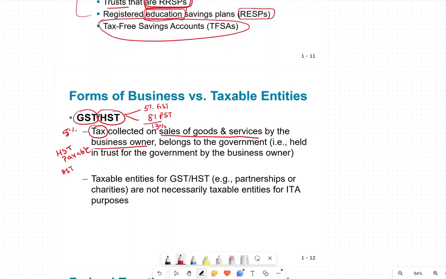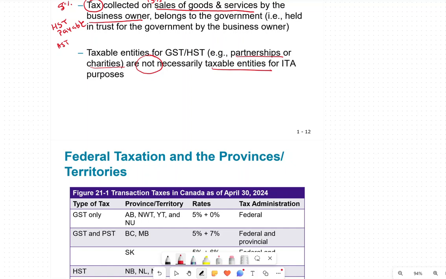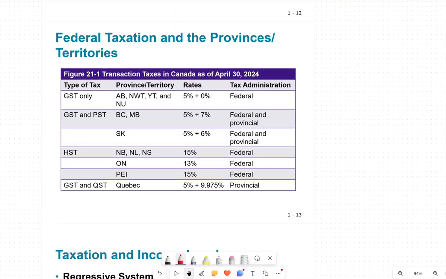So, taxable entity for GST and HST. Partnerships or charities are not necessarily a taxable entity. So any charities, or if you're in the business of a partnership, are not a taxable entity. So they are not taxable, they don't collect HST.